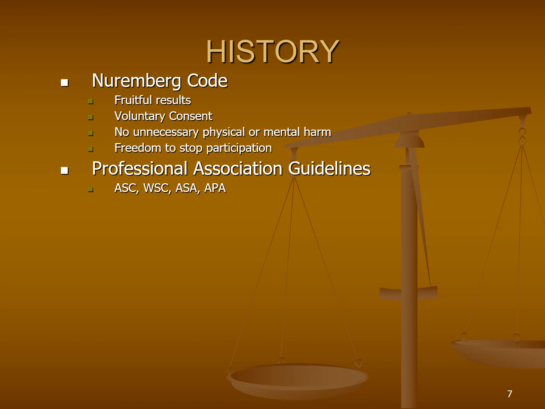So you see there that I've got a couple acronyms: ASC, WSC, ASA, APA. What these are are various professional associations. So ASC is one of the biggest criminology associations in the world. It's the American Society of Criminology. The WSC is the Western Society of Criminology, another association. The ASA, the American Sociological Association, the APA, the American Psychological Association. So what is important about these associations?